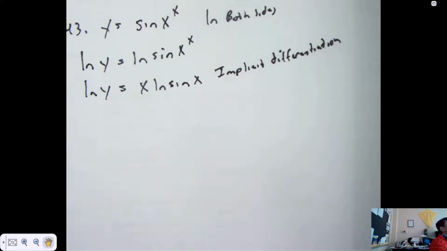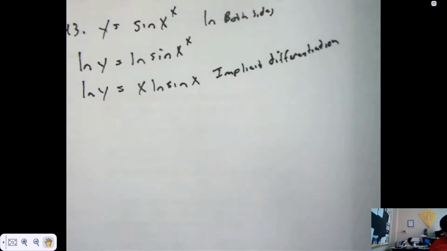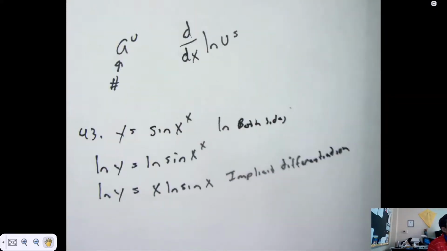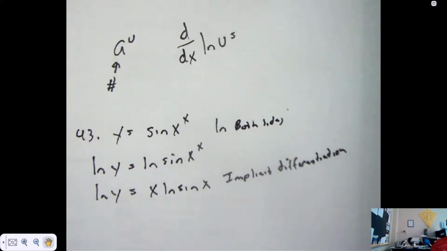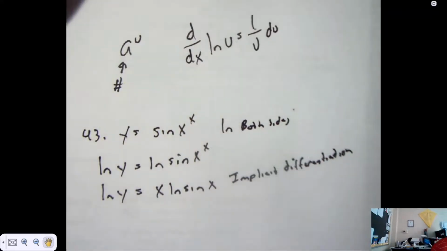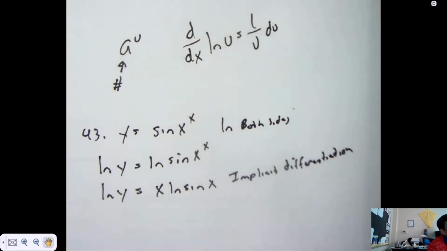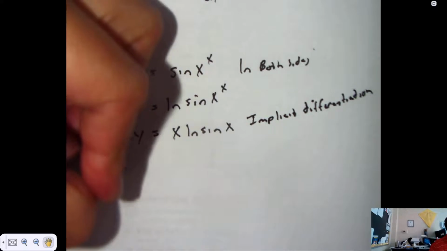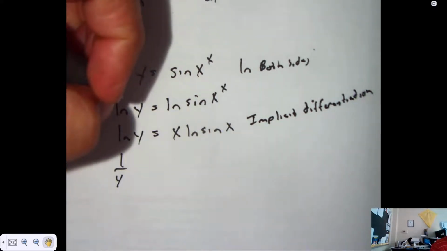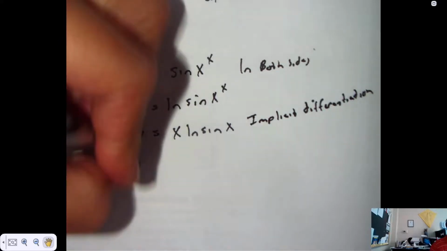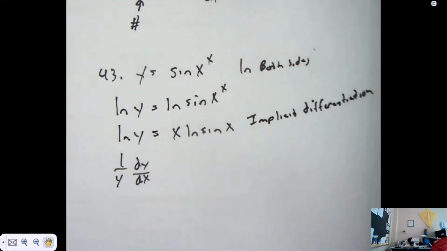You know, what's the derivative of the natural log of y? You mean day 2 and you don't know your rules? No, it's not. Derivative with respect to x of the natural log of u is what? One over u du. So the derivative of the natural log of y is 1 over y dy dx, which is the goal here, find the derivative. So you got to say dy dx.